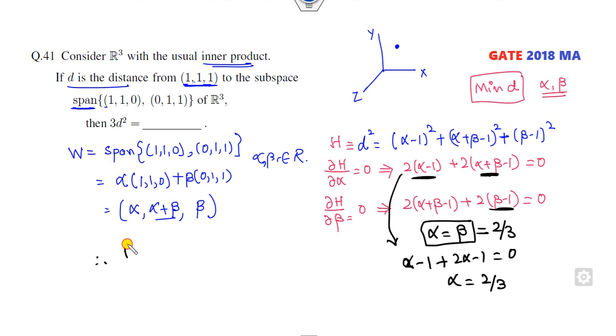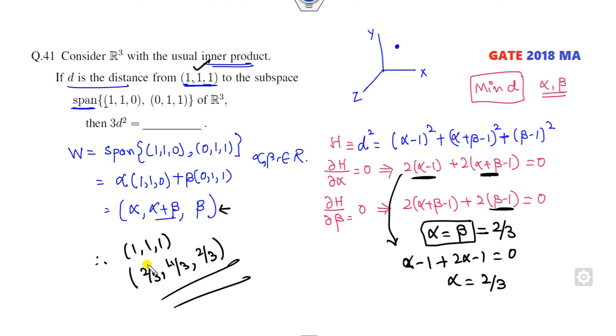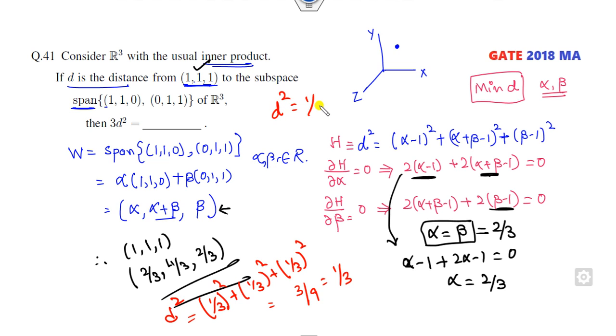So what is my point? The first point is (1, 1, 1). And what is the closest point? Alpha is 2 over 3, the middle is 4 over 3, and beta is 2 over 3. So find the distance using the simple distance formula. It is (1 over 3) square plus (1 over 3) square plus (1 over 3) square. So the answer is 3 over 9, that is 1 over 3. This is d square, so d square is 1 over 3. So 3d square is 1, which is the right answer of this problem.